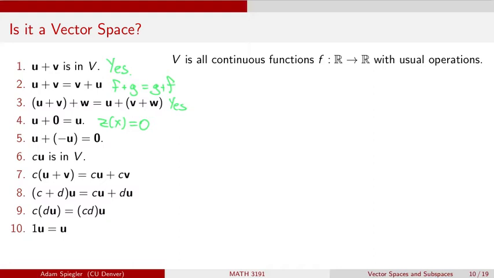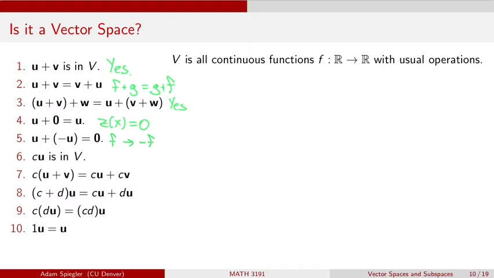Do we have additive inverses? Yes, so for any function f, we can construct its additive inverse by multiplying that function by -1. And if f is continuous, then -1 times f is also going to be a continuous function. So we do have an additive inverse that exists inside the set V for any function f inside of V.